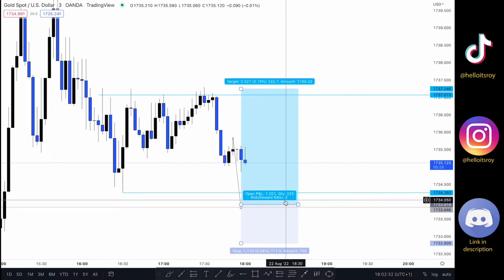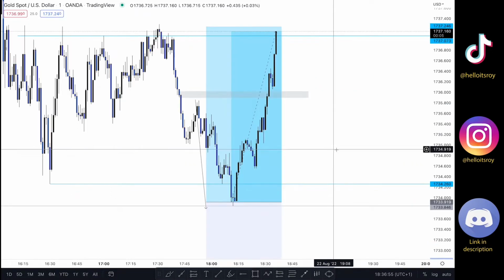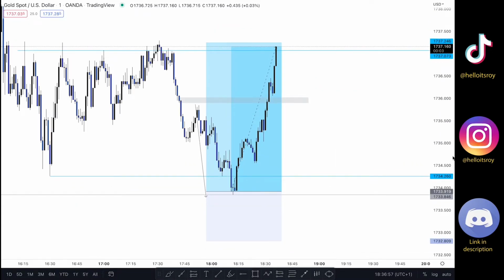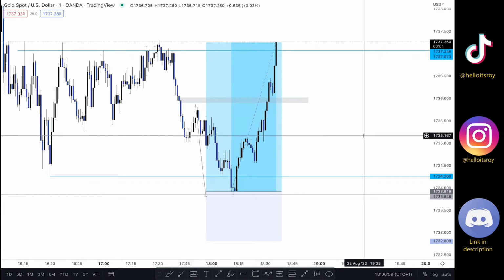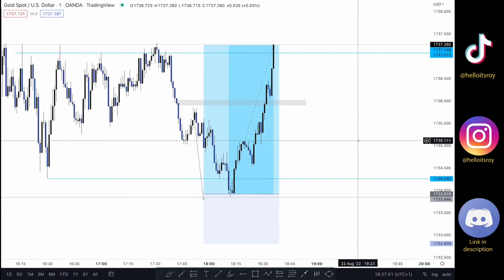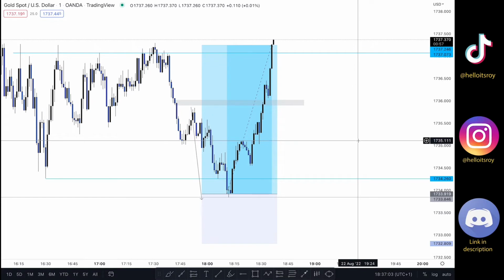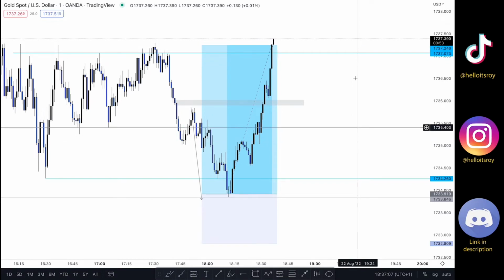I want a 1 to 3 risk to reward ratio as usual. I don't need more, and then I leave. Let's see how this goes. As you can see here, I finally will close this gold trade right now, and this is the first profitable trade for now. Now let's see what's happening with GBPUSD and Bitcoin.